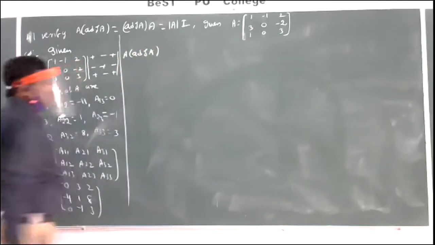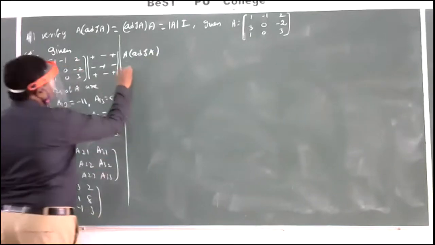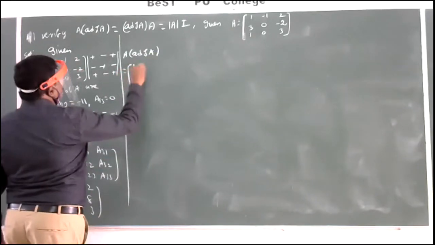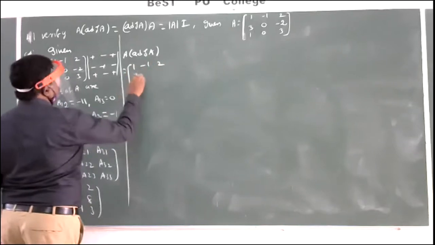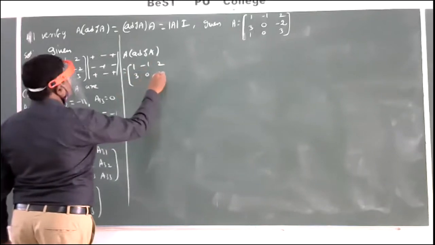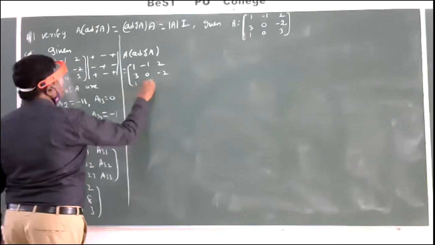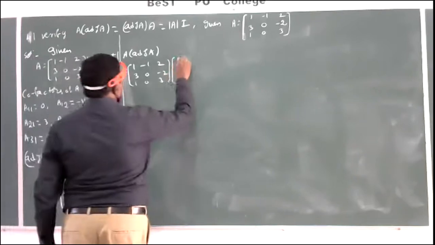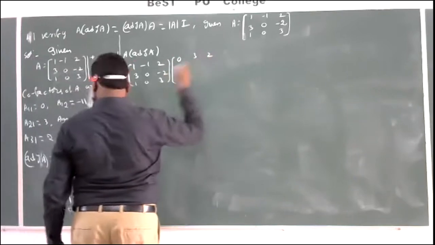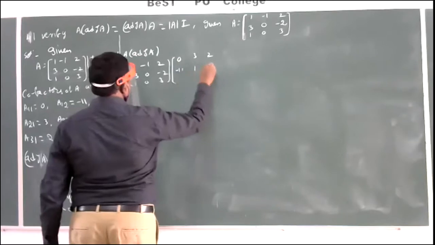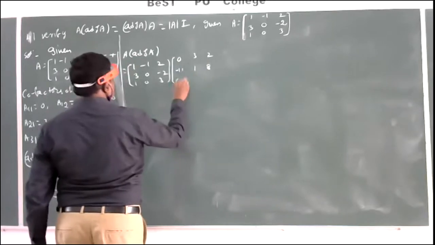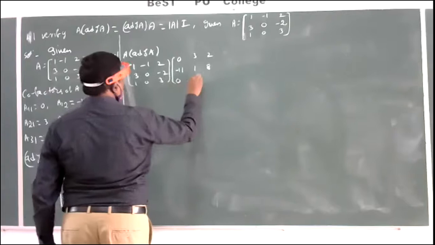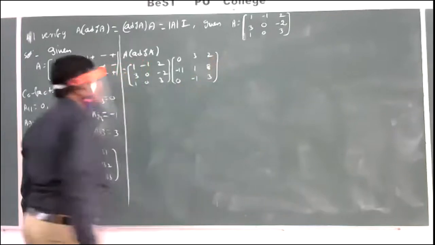A into adjoint A. Here A is [1, -1, 2; 3, 0, -2; 1, 0, 3] into adjoint A, which is [0, 3, 2; -11, 1, 8; 0, -1, 3]. Multiply these two. A into adjoint A.